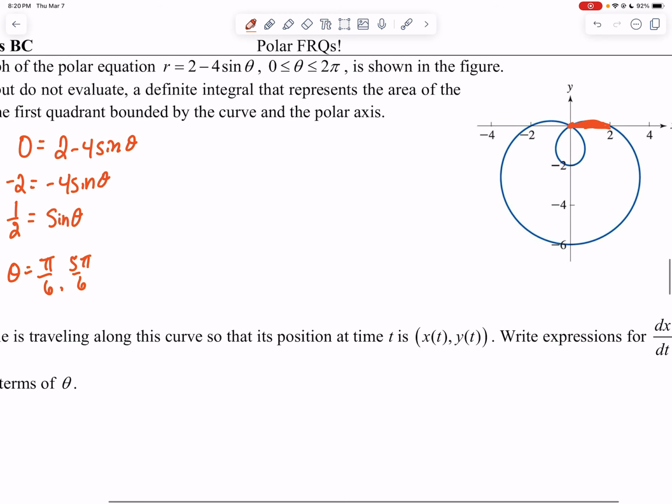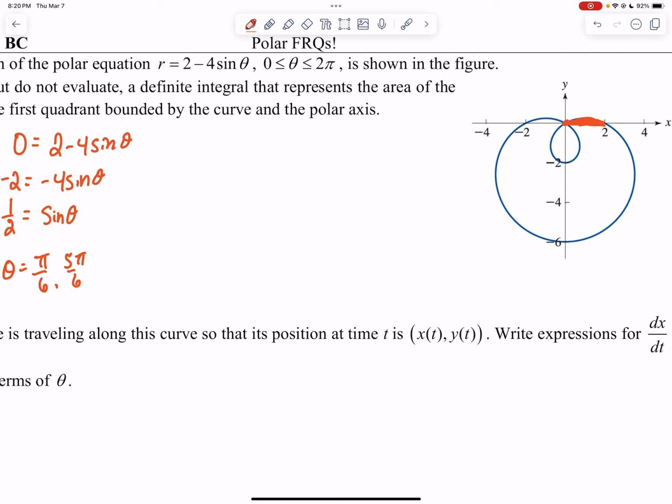So if I'm going to set up my area and not evaluate it, I'm going to have 1/2 the integral from 0 to pi over 6. And then, of course, I have 2 minus 4 sine of theta squared d theta, and then call it a day.